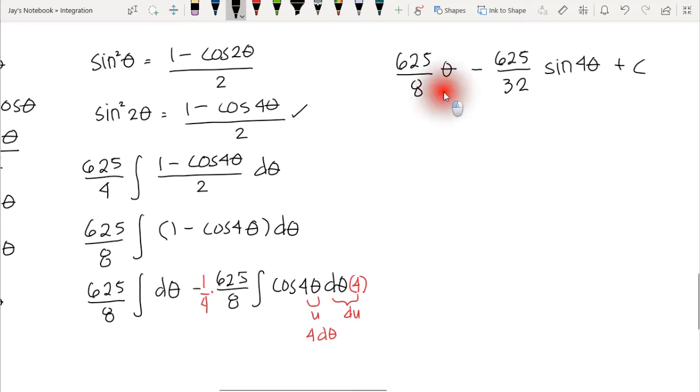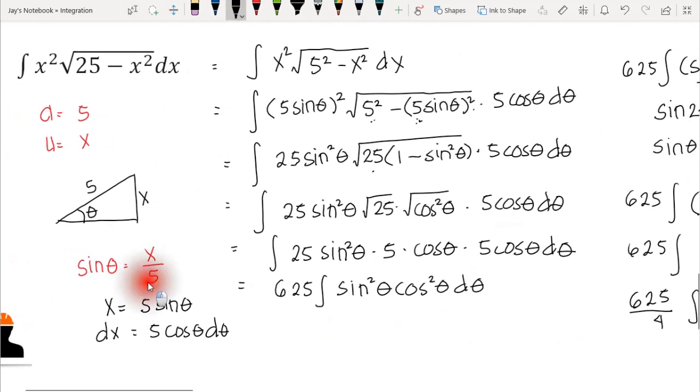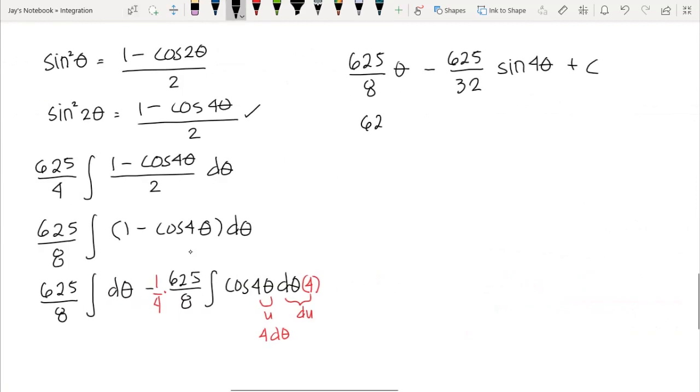Now, again, we have our answer in terms of theta. We need to take back our function of x in this answer. So we know that our theta here, from our right triangle, is equal to arc sine of x over 5. Correct? Okay? So we have 625 over 8, that is arc sine of x over 5. This one is the value of theta, minus 625 over 32.